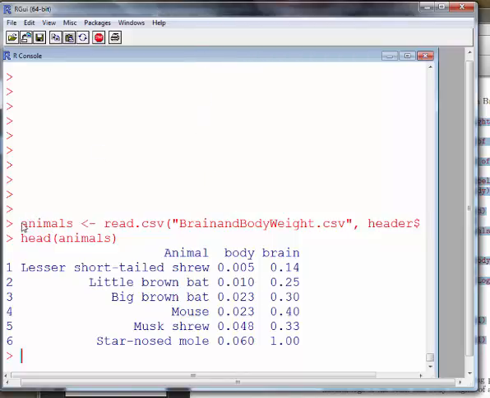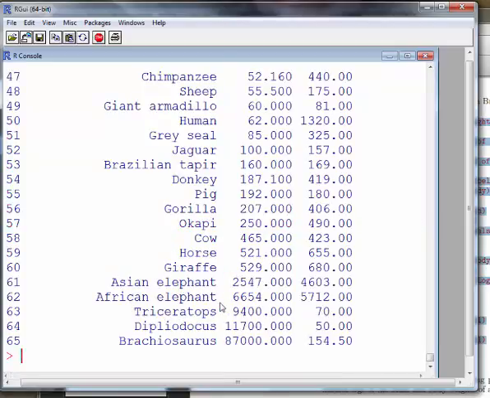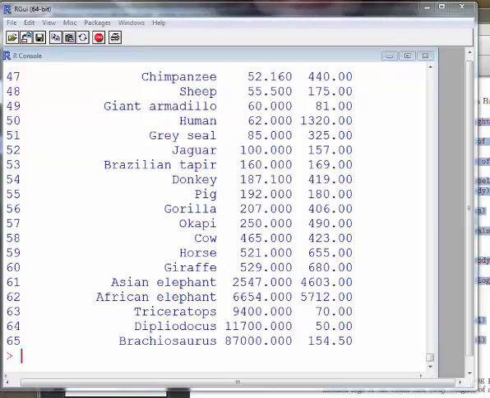In this next video, let's revisit the animals data set that we opened. Remember, we read in this brain and body weight CSV file. It looks like I've still got the Brachiosaurus and the Diplodocus and the Triceratops and the elephants in there.